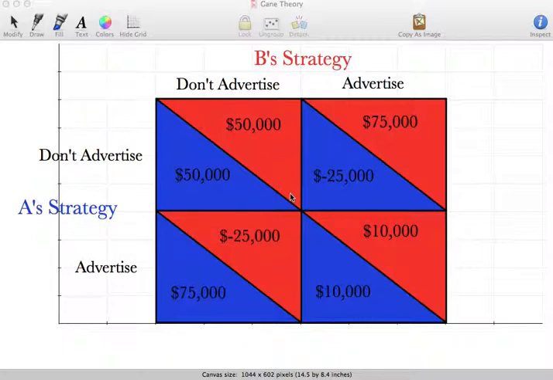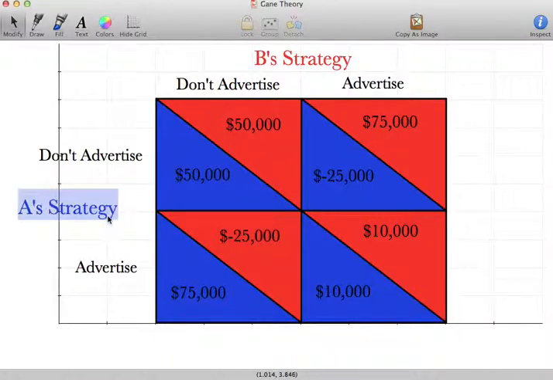We're looking at firm A, and firm B. And they have two strategies that they can engage in. Both of them can either advertise or not advertise. So what we want to take a look at is what is the best strategy for each firm dependent upon the strategy of their opponent or their competitor in the marketplace.